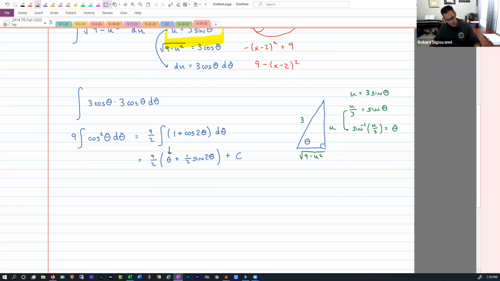I'm going to go ahead and kill this off. This right here, sine 2 theta, becomes 2 sine theta cosine theta. That's my double angle formula from pre-cal. And the 2's are gone, the 2's cancel out. So I think I'm ready for an answer here. 9/2, okay, theta, which is arc sine of u over 3. And then plus, the 2's cancel. I have a sine theta here and I have a cosine theta here. Sine theta is u over 3. Cosine theta is root 9 minus u squared over 3, so that's adjacent over hypotenuse, plus c.